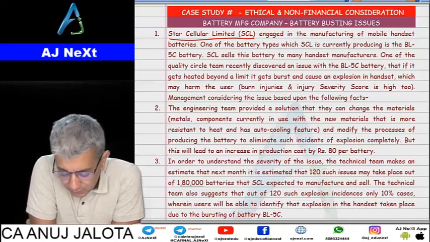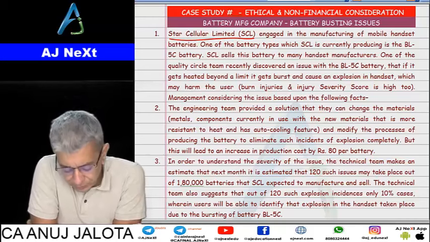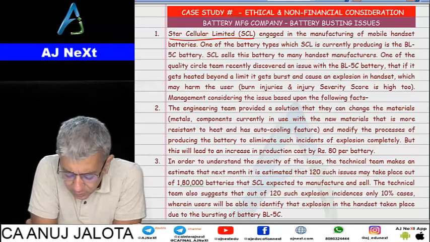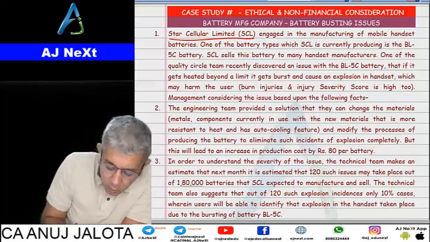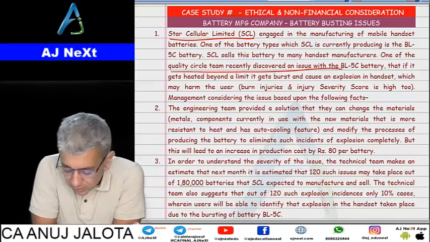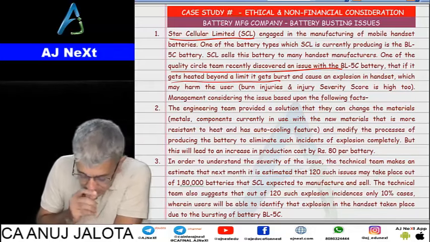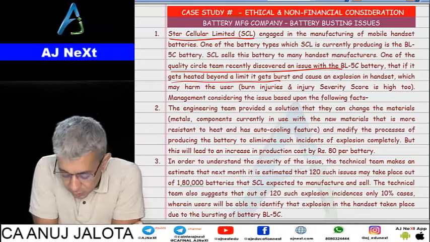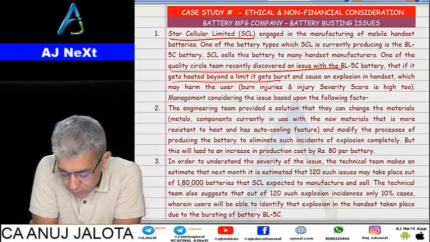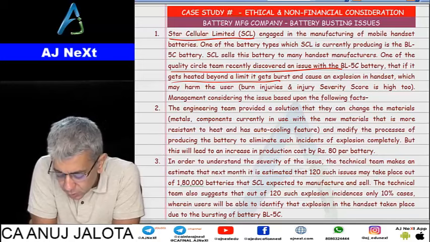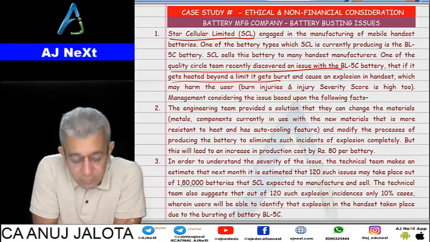One of the battery types which SCL is currently producing is BL5C battery. SCL sells this battery to many handset manufacturers. One of the quality circle team recently discovered an issue with this battery, that if it gets heated beyond a limit, it gets burst and causes an explosion in the handset, which may harm the user. Burn injuries and injury severity score is high too. Means the amount of injury that these guys will be getting will be very severe.